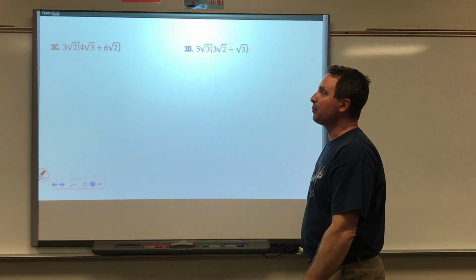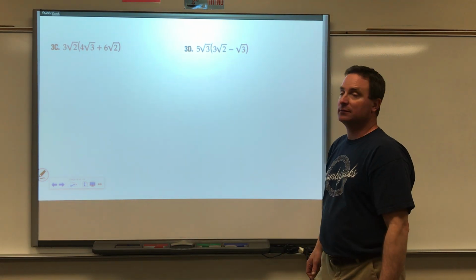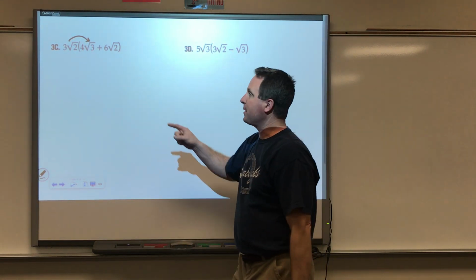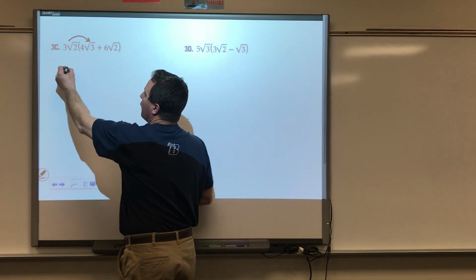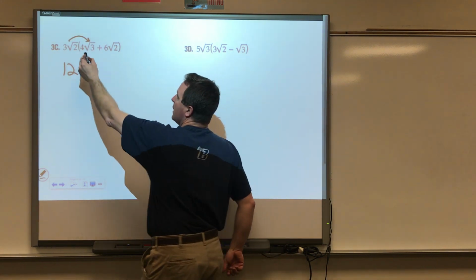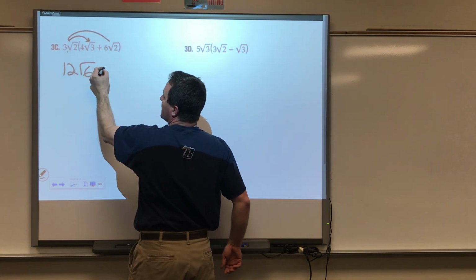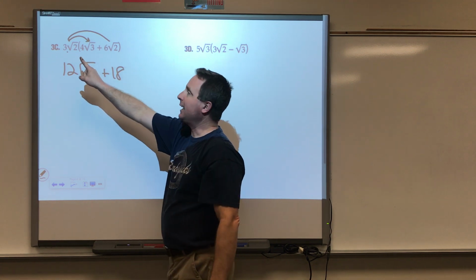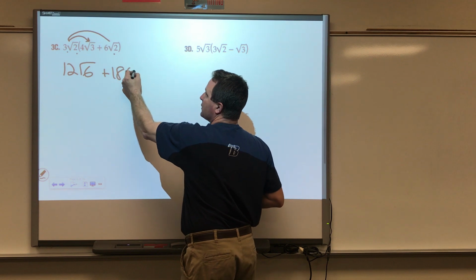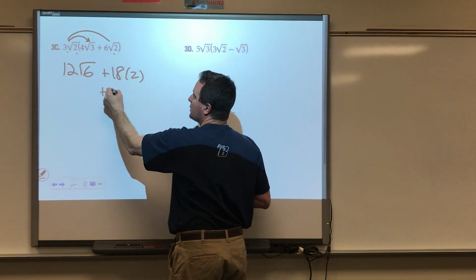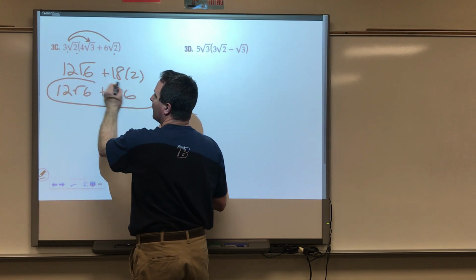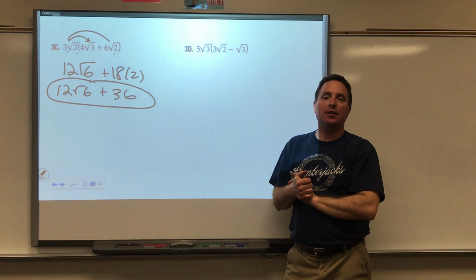Can we use the distributive property with radicals? We sure can. Okay? We can distribute through. Let's do the same thing. Big numbers with big numbers. 3 times 4 is 12, and 2 times 3 is the square root of 6. If I go to the second part, 3 times 6 is 18. Now look carefully. Here's a square root of 2 and a square root of 2. The square root of 2 times the square root of 2 is just a big 2. And 18 times 2 is 36. So my answer is 12 square roots of 6 plus 36.